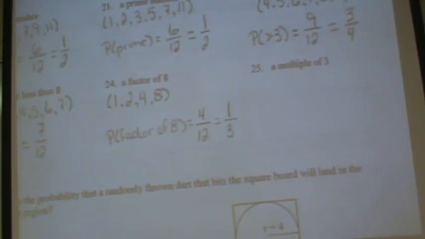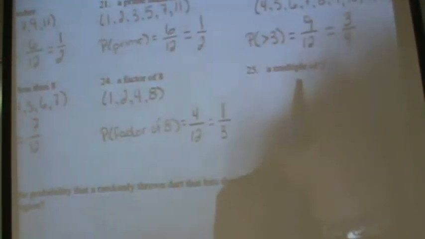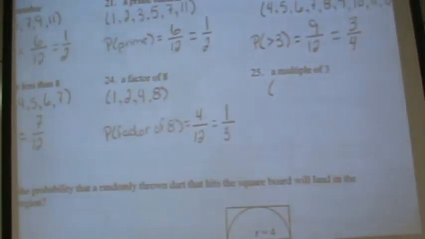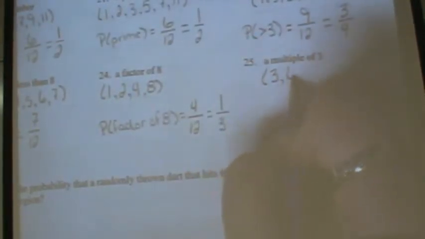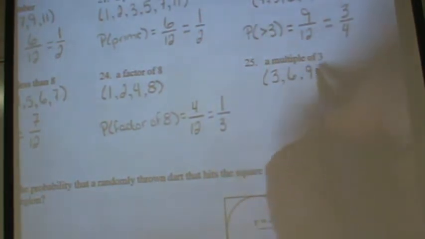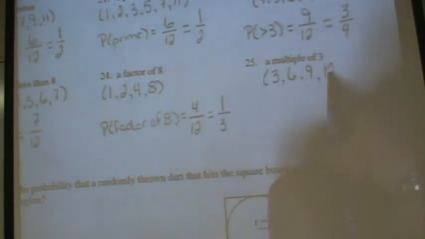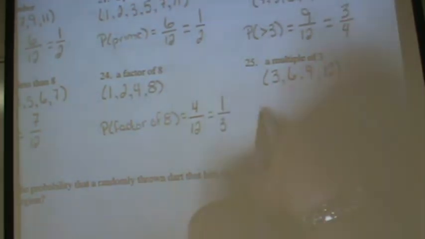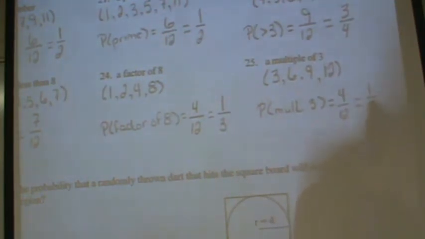Number 25, a multiple of 3. So our multiples of 3. Remember, a multiple is anything that can be divided by 3 and you get a whole number out. So we have 3, 6, 9, and 12. So probability that it's a multiple of 3 is again 4 out of 12, which equals 1/3.